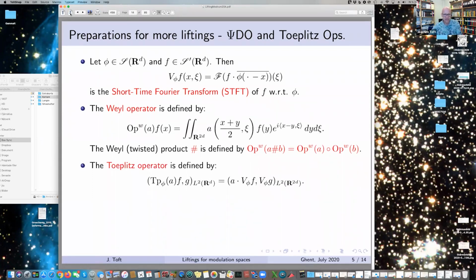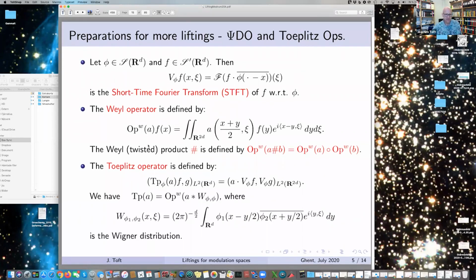They are defined in this way. There are several names for this kind of operator. Another name is localization operator. Important is that we can view these Toeplitz operators as a special case of pseudo-differential operators, because we have this equality here, where you have to convolve the Toeplitz symbol with this Wigner distribution.